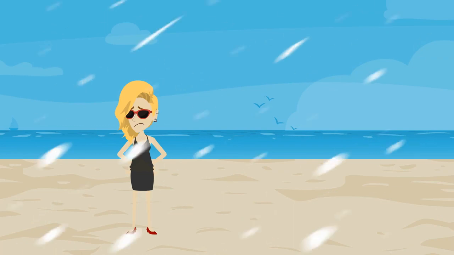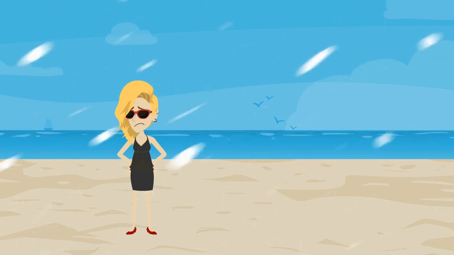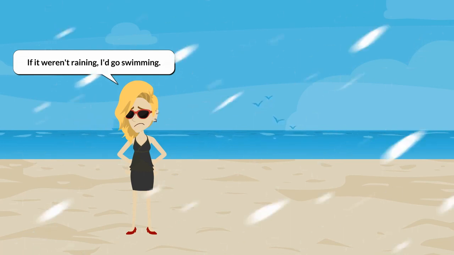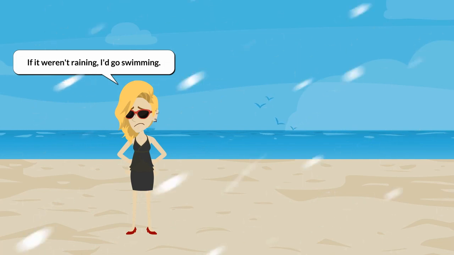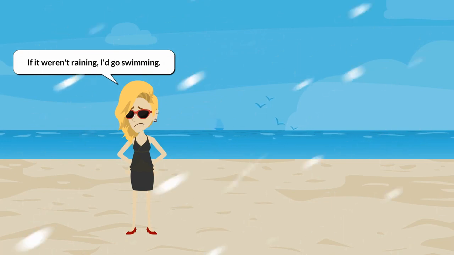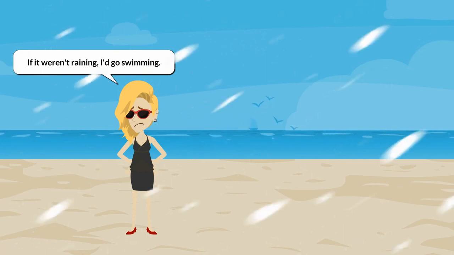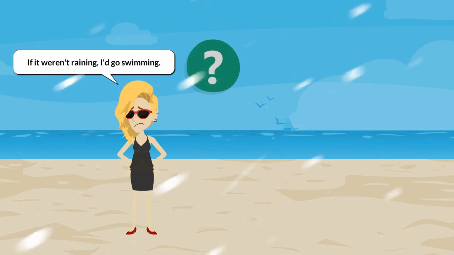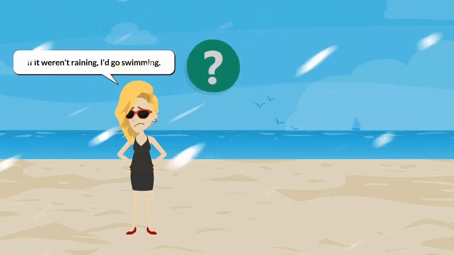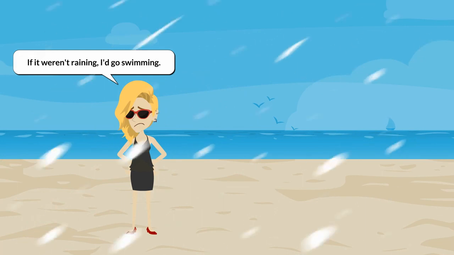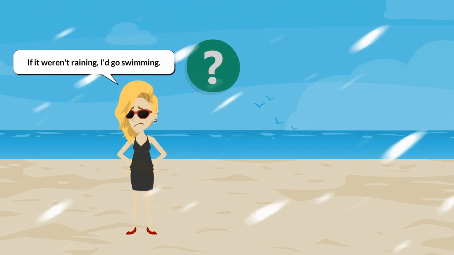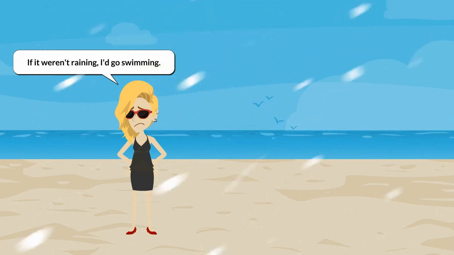Let's have a look at another example. Sarah wants to go swimming, but it's raining. Is Sarah talking about the past, present, or future? She's talking about the present. Is it raining now? Yes, it is. Is Sarah swimming now? No, she isn't. Does Sarah want to go swimming? Yes, she does.